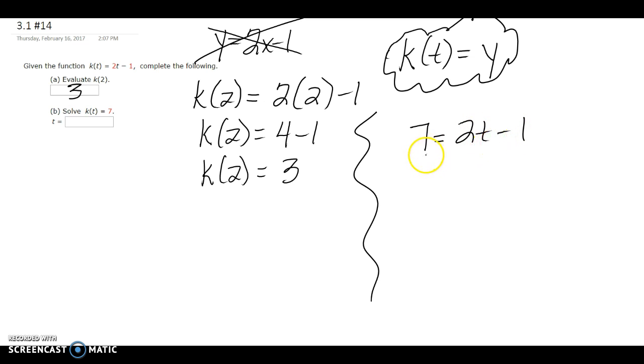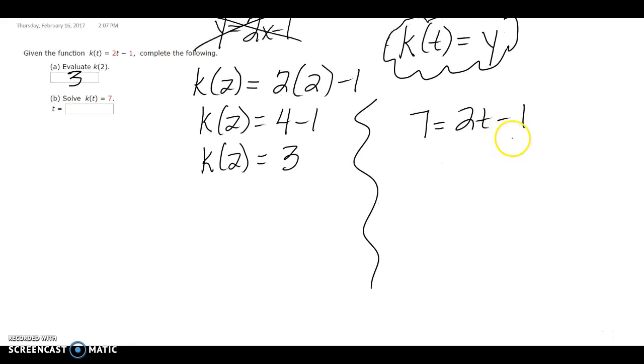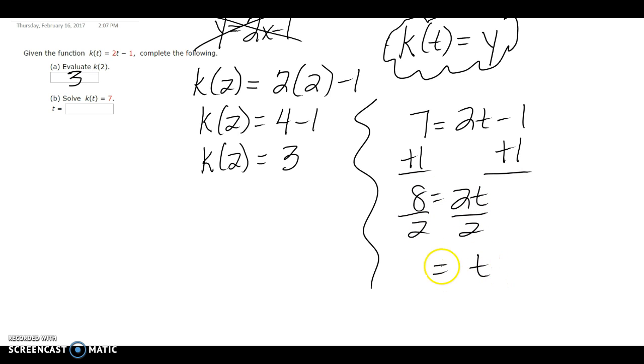So you're just subbing in that value for the k(t). So I just solve this equation. Add 1, 8 equals 2t, divide by 2, t equals 4. So when I have an output of 7, that means the input must have been 4.